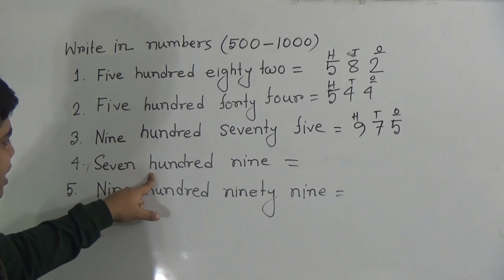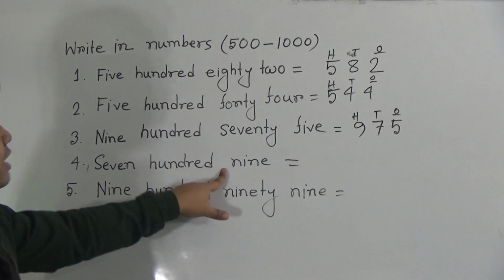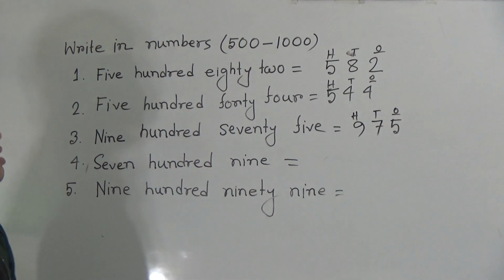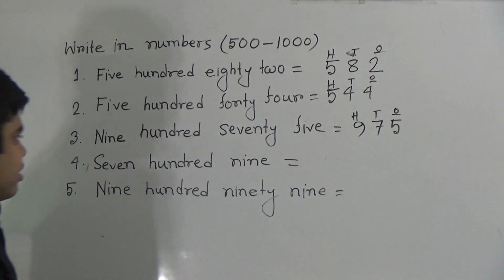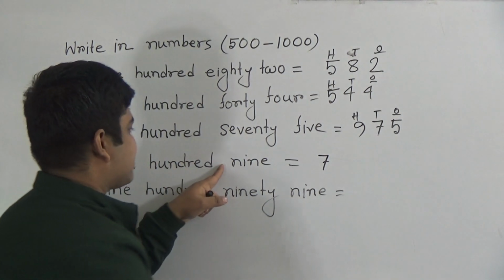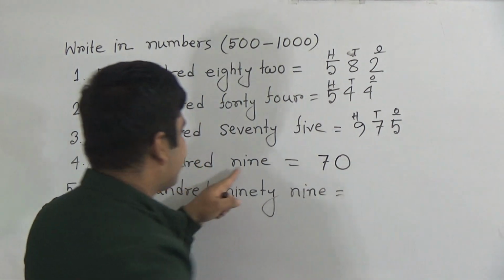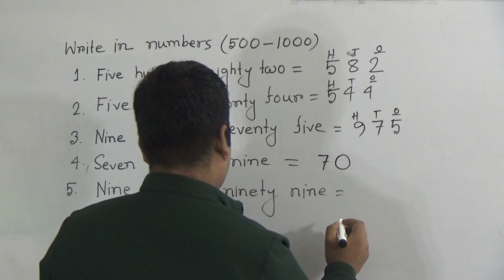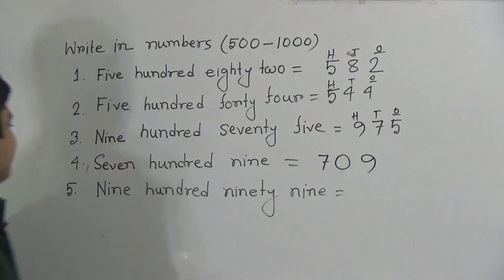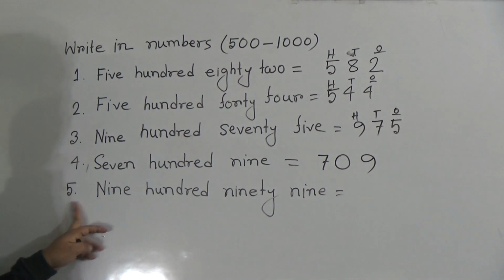Next one, 709. Notice here 100 place is present, but tens place is absent. So tens place will be 0, and at last we write 9. Okay, 700, for this I write 7. Tens place is absent, so I write here 0. 9, that means write 9. Okay.